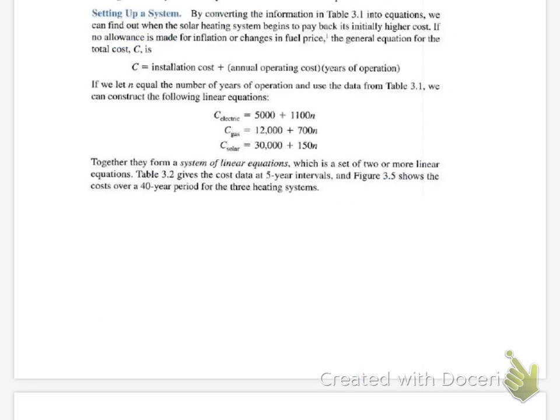Okay, so just in terms of definitional matters, this is called a system of equations. As long as you have two equations, you can have a system. In this situation, we have three, and as it says in the writing, starting right here, together they form a system of linear equations, which is a set of two or more linear equations. And we're going to work with this some more.